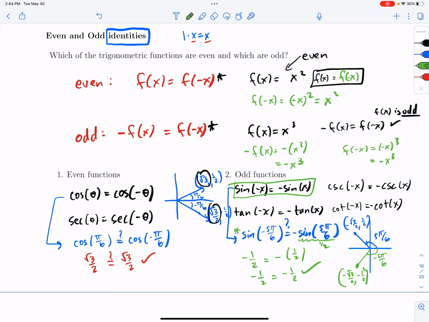You're probably not going to need to do that very often, or ever. But what's important here is to know which of these functions are even and which of them are odd, and how these equations get set up.